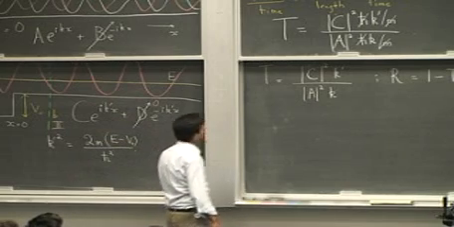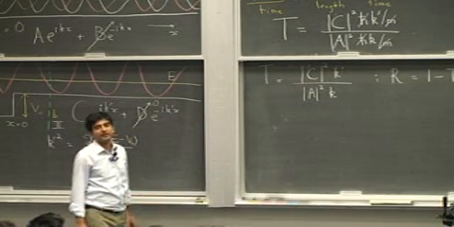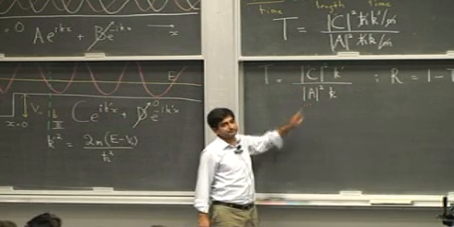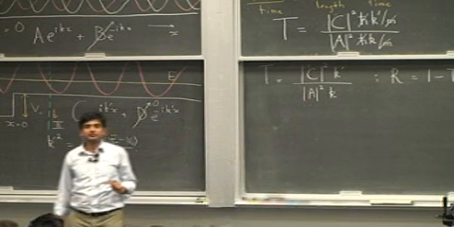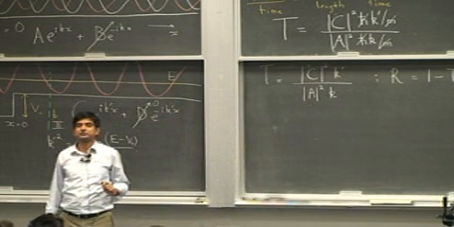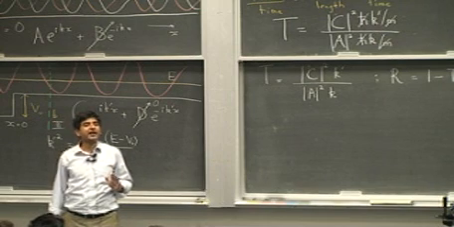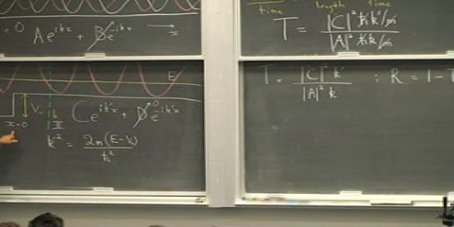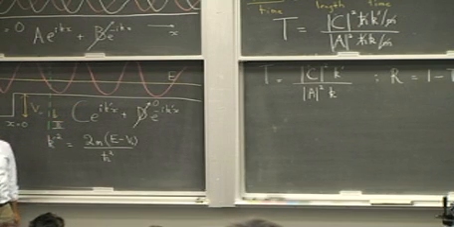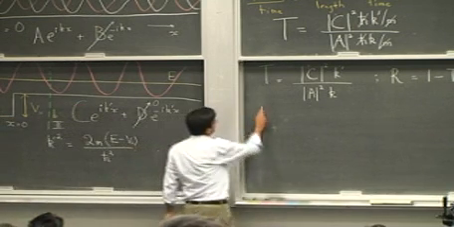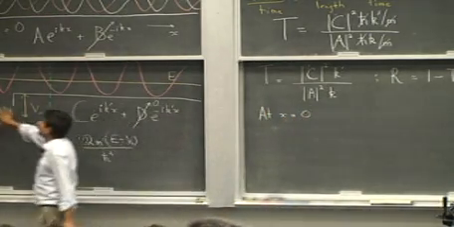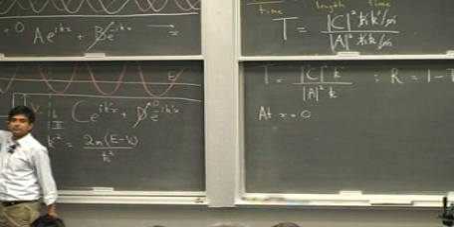Alright, so now let's look at the value of A, B and C. Now we have to find out what C is, and we have to find out what A is. How can we do that? We look at the boundary conditions. And what is the boundary? It's at this point, x equals 0. So at x equals 0, this wave function must be equal to this wave function. Now what is this wave function at x equals 0? What's this term equal to?